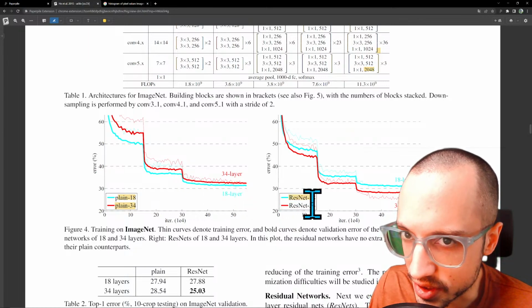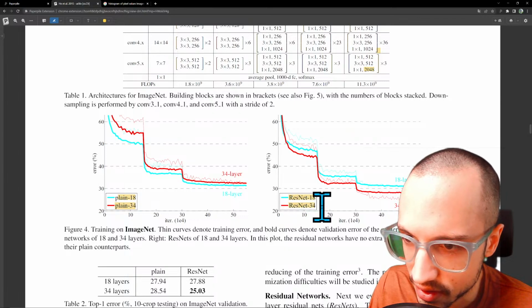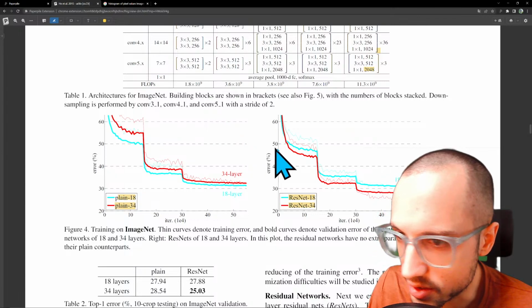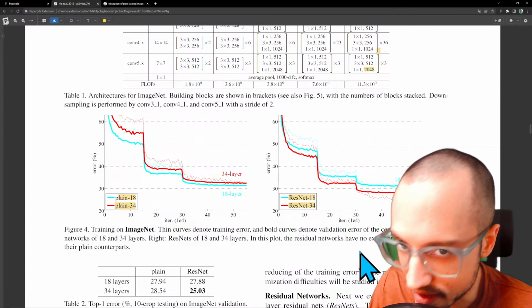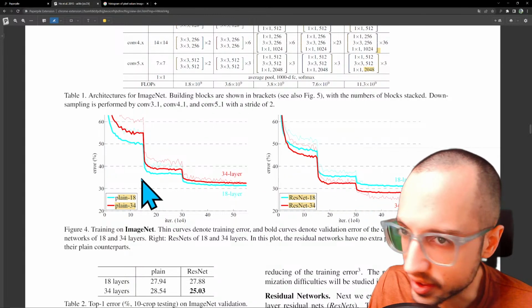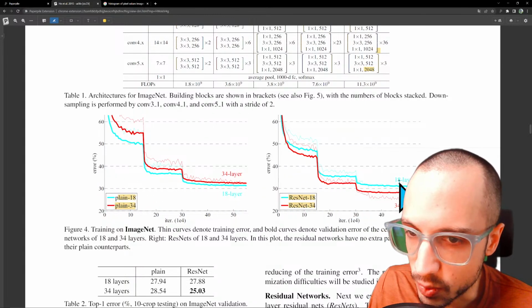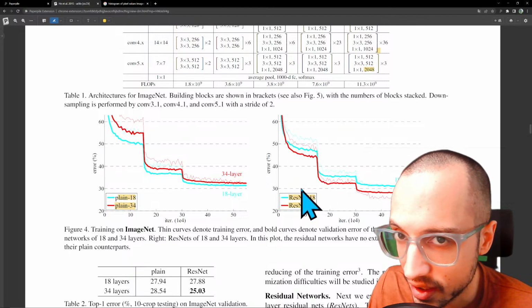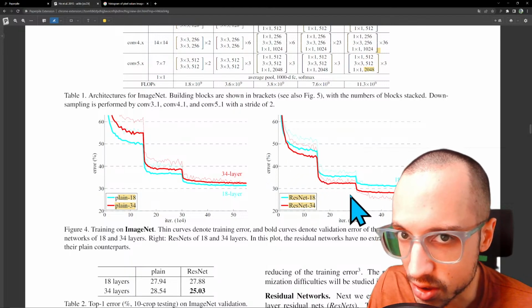But here, with residual connections, this is the same exact network with the same number of layers, the same number of parameters, trained on the same data for the same amount of time. And you can see here the difference, right? Especially with the depth. The greater depth just gives you better performance, and that greater depth is enabled by these residual connections.